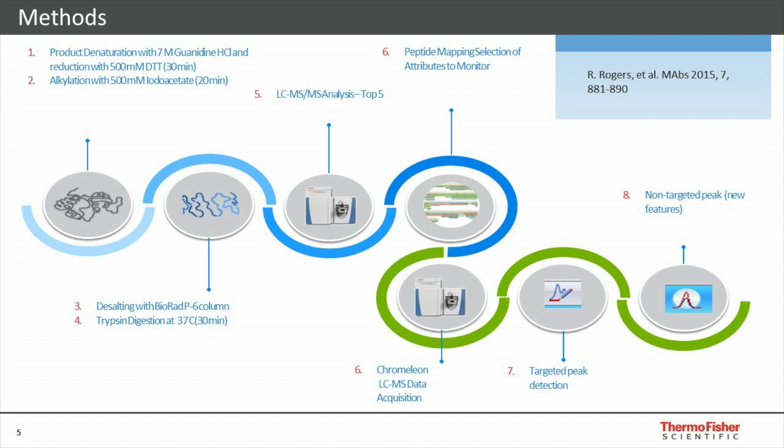Chromeleon takes over LCMS data acquisition. It will do targeted peak detection, this is the first step of the MAM method. It's looking for the CQAs that you've decided are of importance that need to be monitored as part of in-process control or lot release. And then non-targeted peak detection.